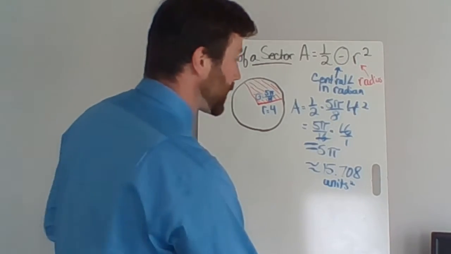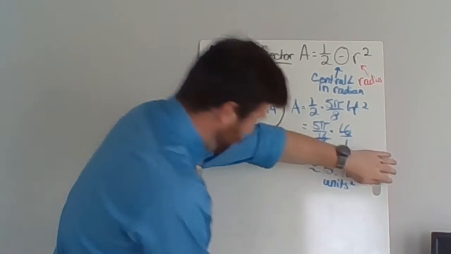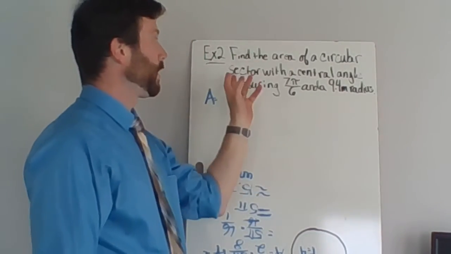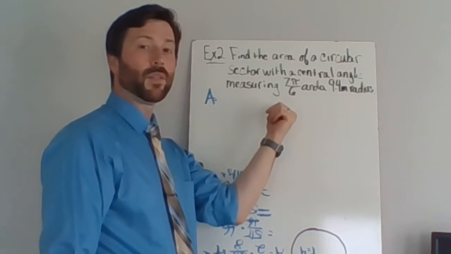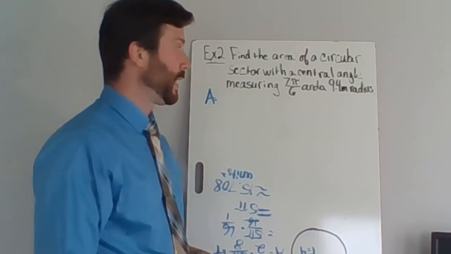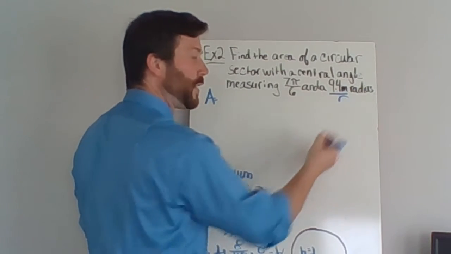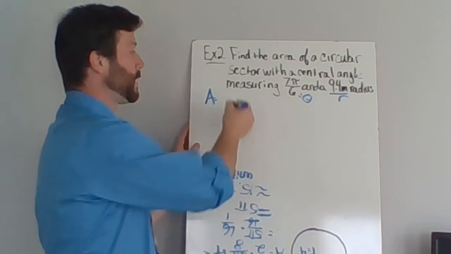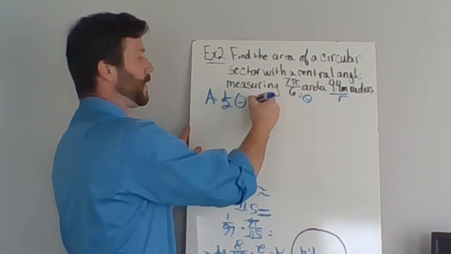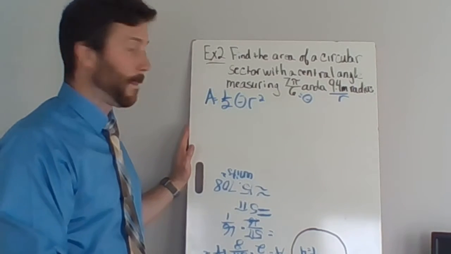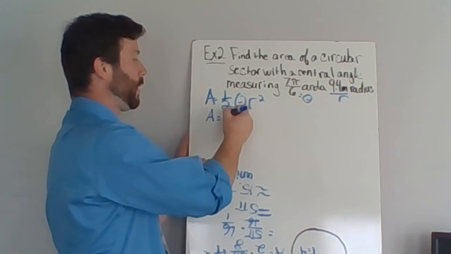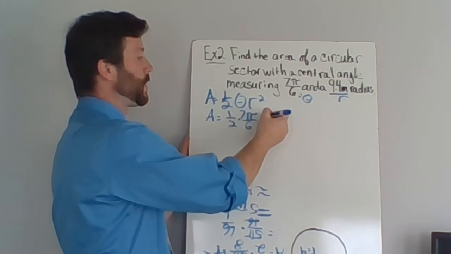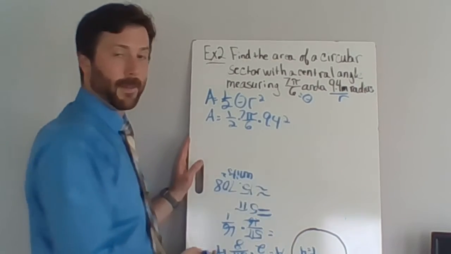Okay, now let's take a look at a slightly different one. We did one with a picture, let's do one without a picture. Okay, find the area of a circular sector with a central angle measuring 7 pi over 6 and a 9.4 meter radius. Okay, so this 9.4 meters, that's your R. This 7 pi over 6, that's your theta. So we're going to take those and sub them into that formula. 1/2 times theta times the radius squared.